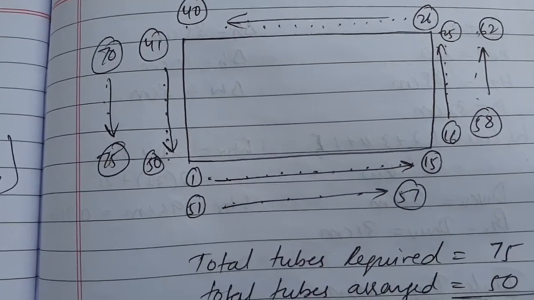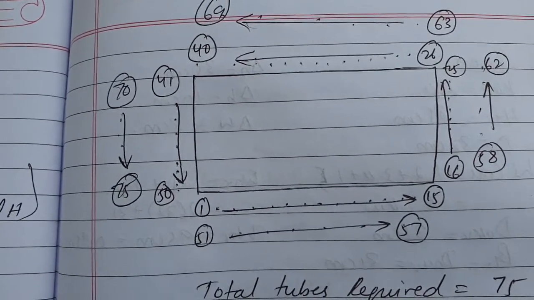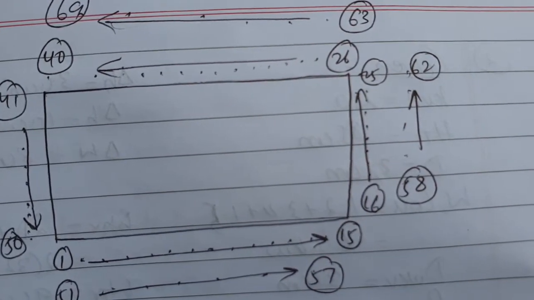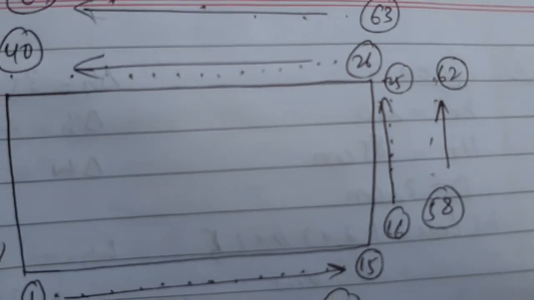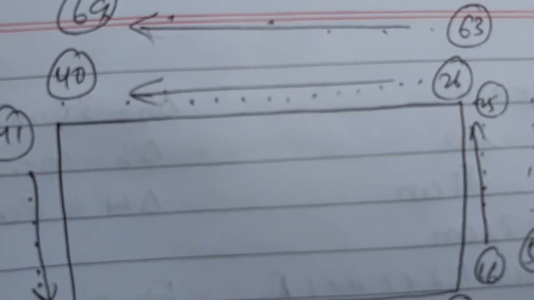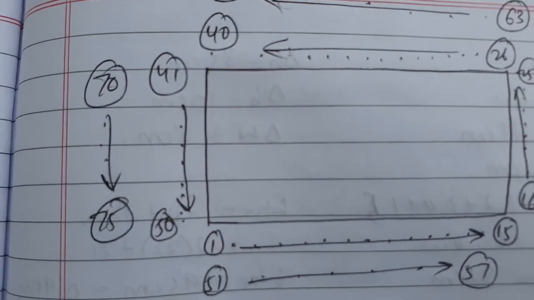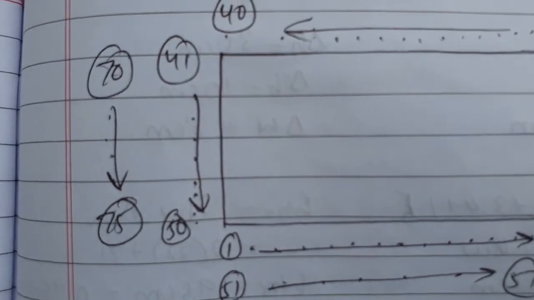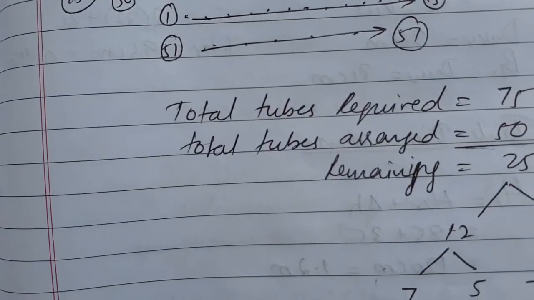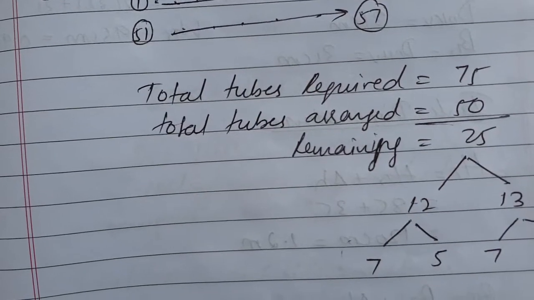So along the length we are going to place 15 cooling tubes. So that's why I'm writing it from 1 to 15. Then along the breadth I'm going to place 10 cooling tubes. So 16 to 25. Then along the length again 15. So therefore I'm writing it from 26 to 40. Then along the breadth again 10 cooling tubes, 41 to 50. We know that the total number of cooling tubes required are 75. But after using this arrangement, only 50 are arranged.